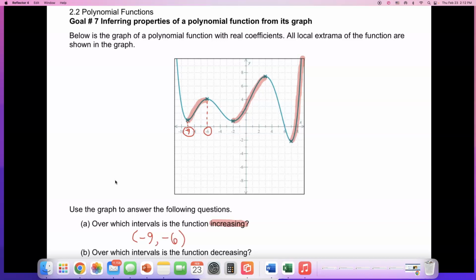Can't remember if you guys have to use U for union like this, or just comma. I think you just do comma. But if it's union, let me know. I thought it was just comma. All right, let's keep reading.